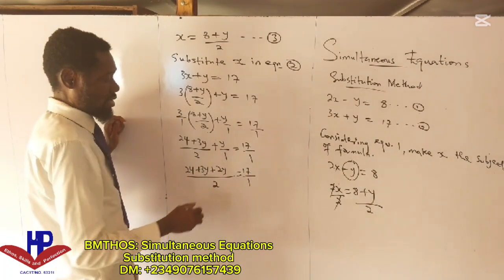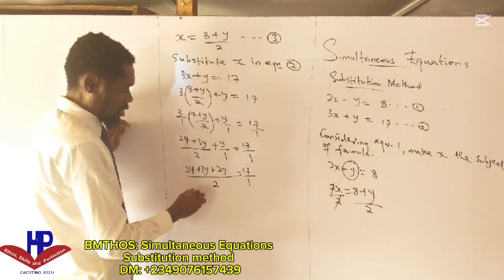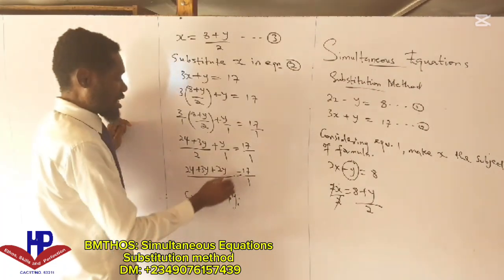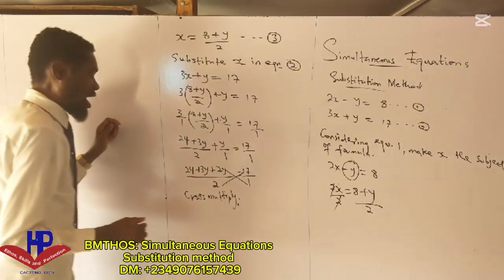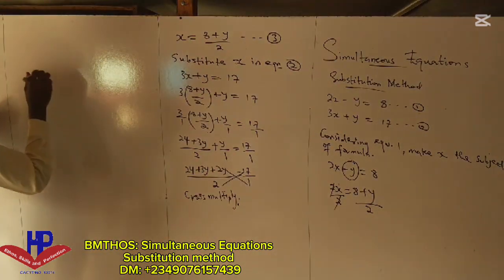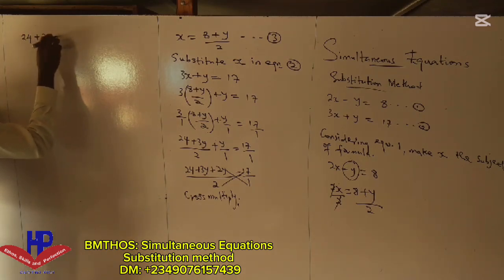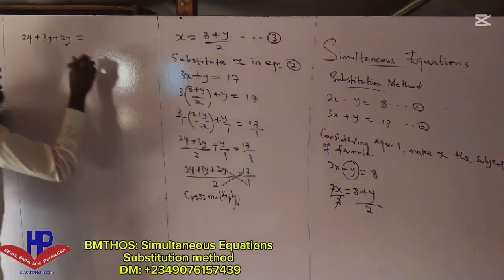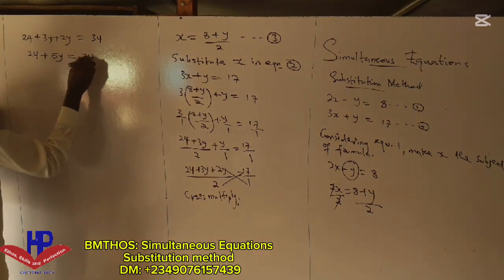So we cross multiply. At this point, we cross multiply. If we do that, 17 multiplies 2 and 1 multiplies everything. So we're going to have 24 plus 3y plus 2y is equal to 17 times 2, which is 34. So we have 24 plus 5y is equal to 34.